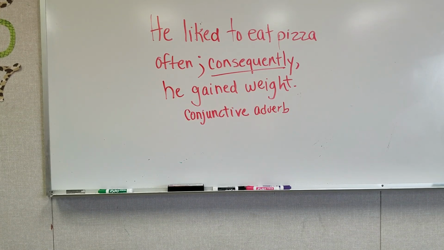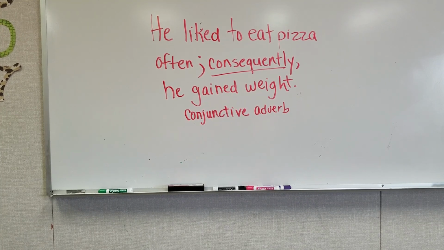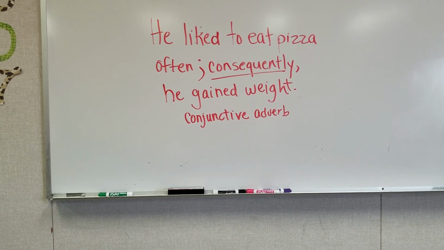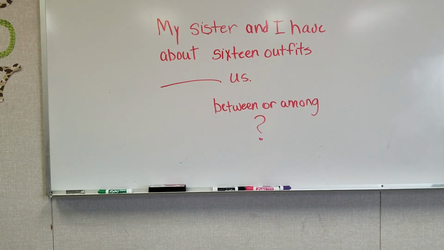Now we have a sentence. He liked to eat pizza often. Consequently, he gained weight. In this question, you are supposed to name what type of conjunction or connecting word the word consequently is. You have the choices of conjunctive adverb, coordinating conjunction, correlative conjunction, subordinating conjunction. This is the example of a conjunctive adverb. For one thing, it ends in ly. That kind of gives you an idea of it being an adverb.